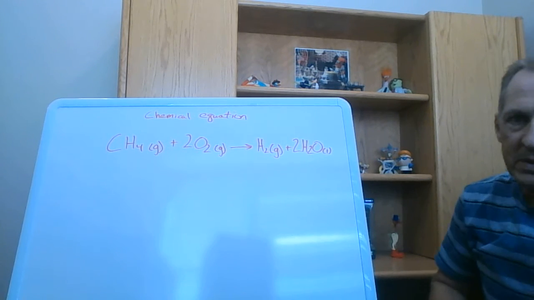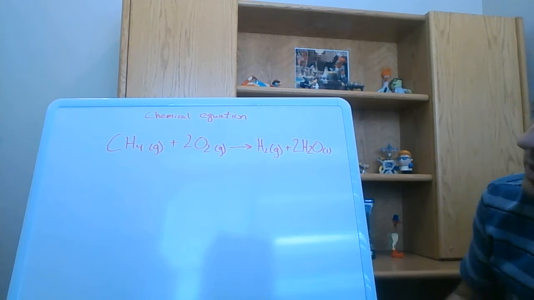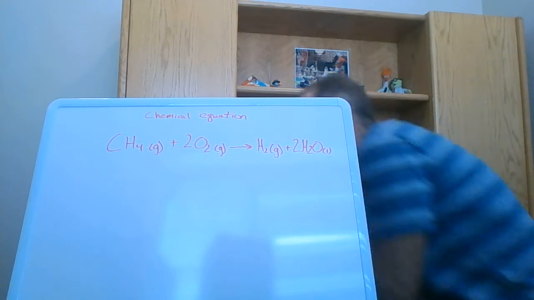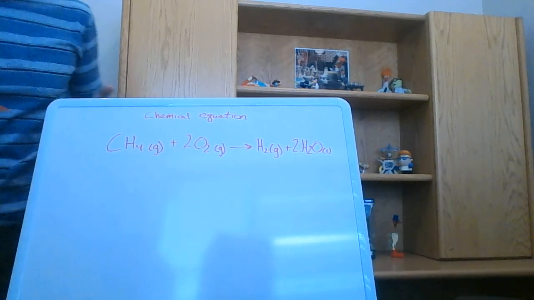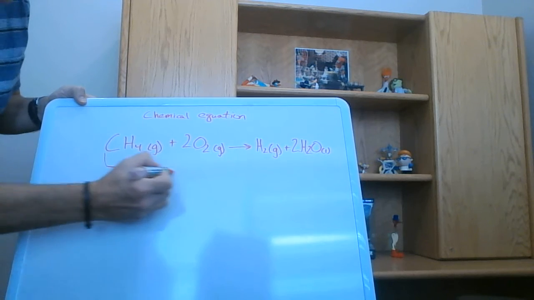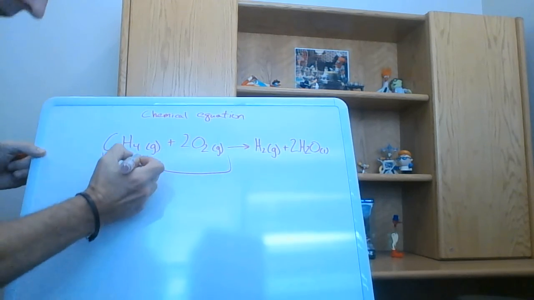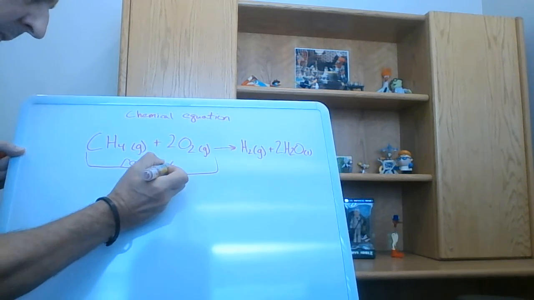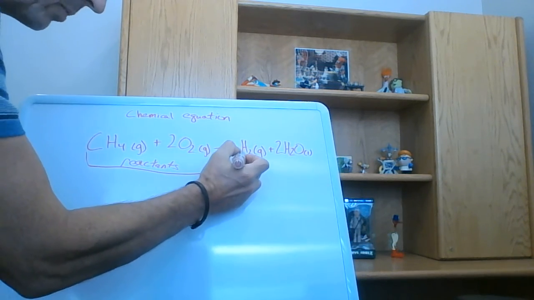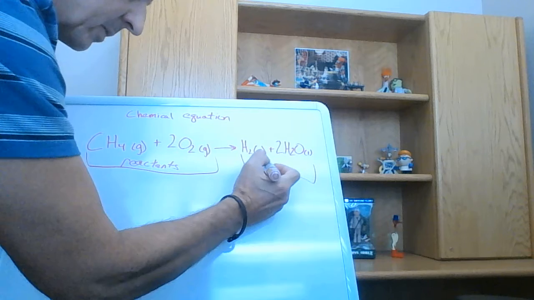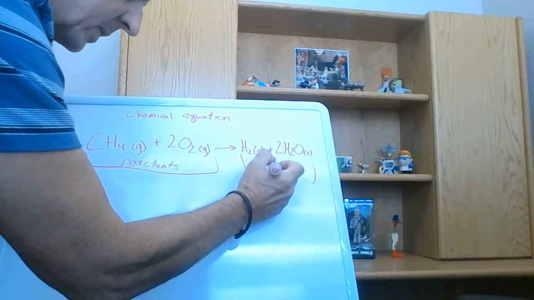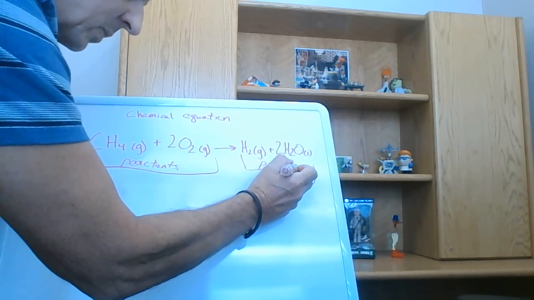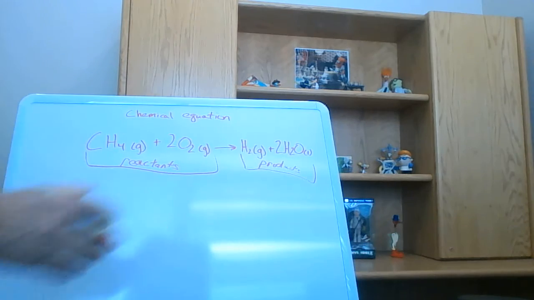So let's look at what the parts of a chemical equation are. Everything on this side of our arrow, these are the reactants. These are the things that are reacting. So these are the reactants over here. And then we have an arrow separating them from the things that are produced or the products. So we have reactants on one side of the arrow and things that are produced on the other side.